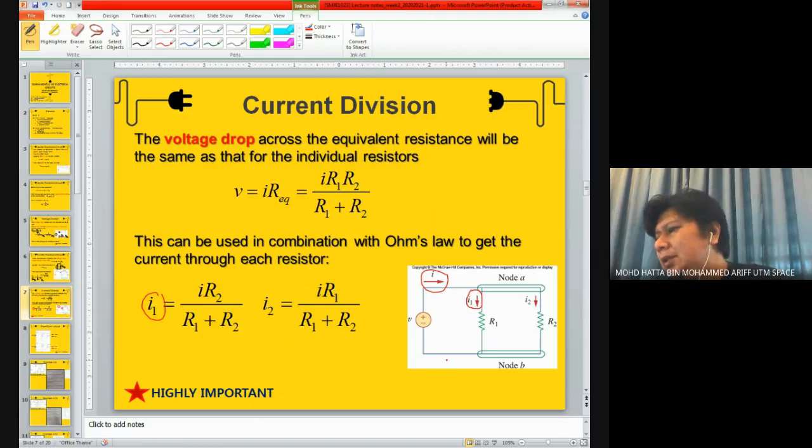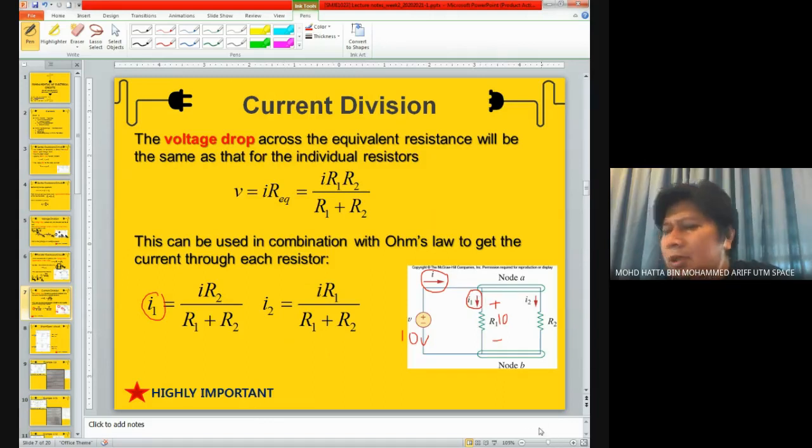I think the circuit shown over here does not really highlight the advantage of using current division, because as you see, if you know the voltage across this element is 10 volt, for example, you can easily say that the voltage over here is also 10 volt. And the easiest way to find the current is not by using current division.